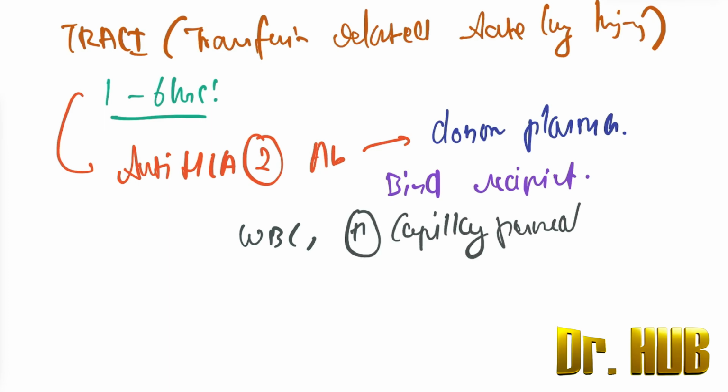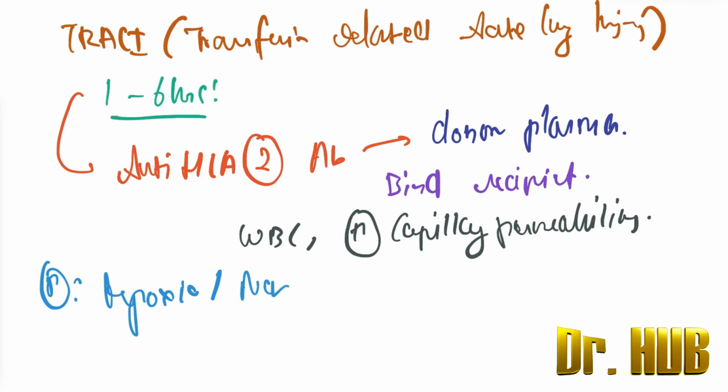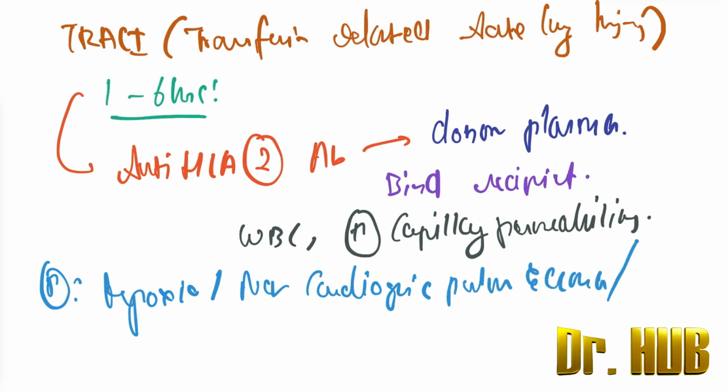Capillary permeability. Then we will look at the presentation. The presentation of TRALI is that there can be hypoxia and non-cardiogenic pulmonary edema. And looking at the CXR, there are bilateral interstitial infiltrates.